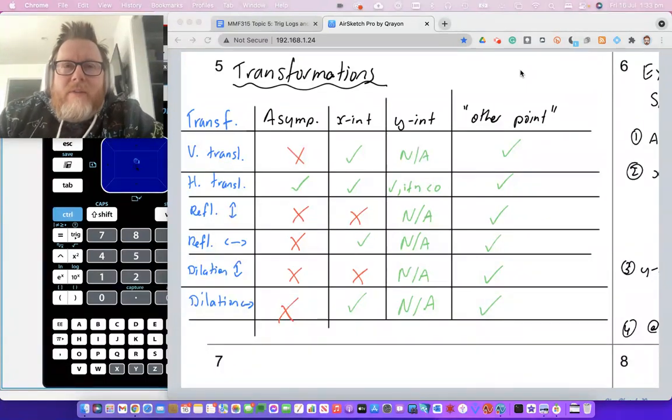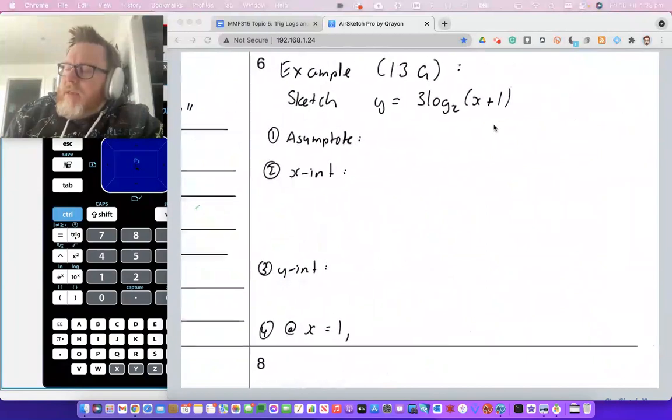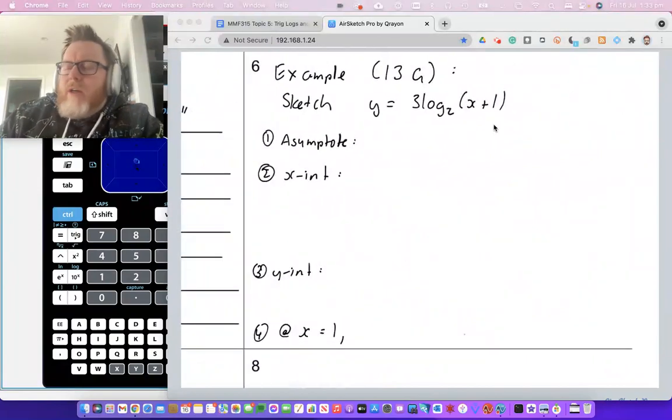Technically, you could get away without even thinking about it, but it often leads to mistakes because it's not what you're expecting. So looking at this particular example, I've got y equals 3 log base 2 of (x plus 1). There's a couple of transformations there, and this particular example is not in exercise 13G. The examples there are easier or harder than this one, but I thought this middle of the road example might help.